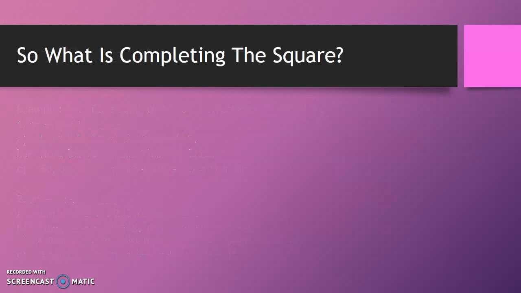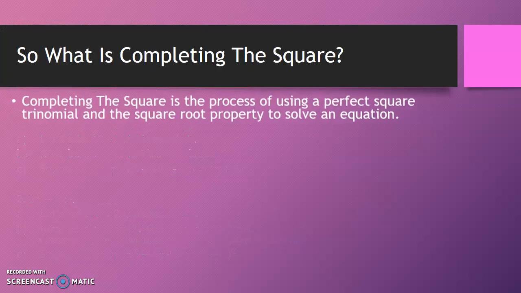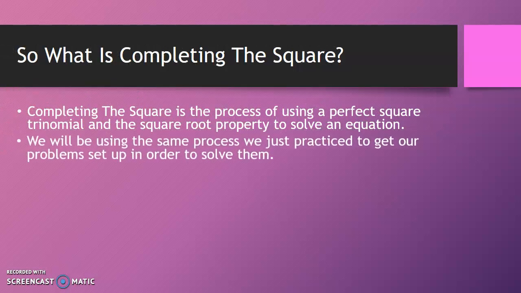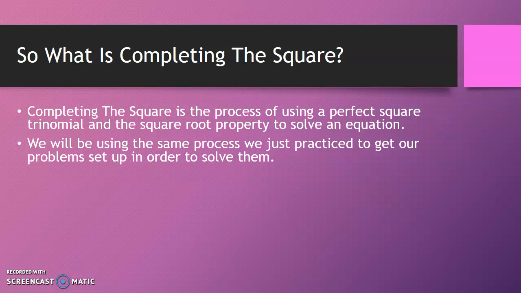So how does this connect to completing the square? Completing the square is the process of using a perfect square trinomial and the square root property in order to solve an equation. We're going to be using the same process that I just showed you in order to get our problem set up as perfect square trinomials, and then use our square root property in order to solve the problem.